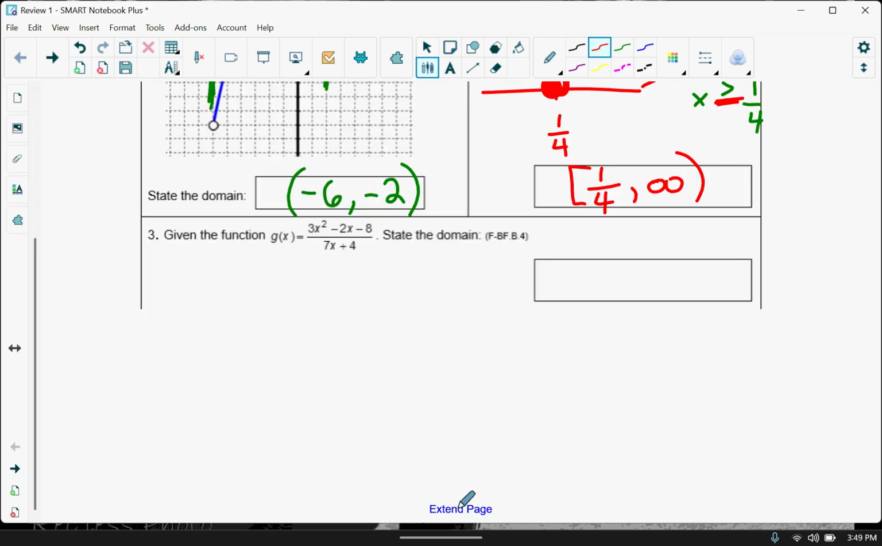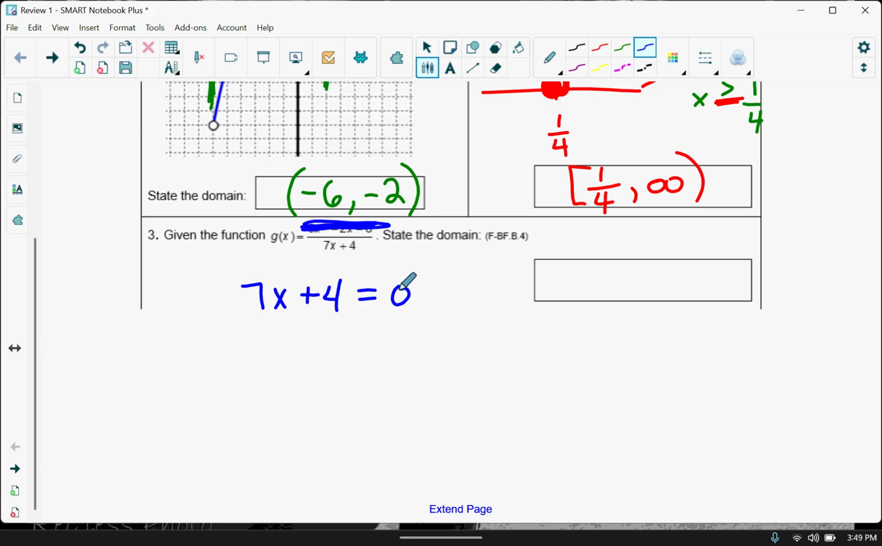Now, if you go down, problem 3 is a review from the first chapter. It says, given the function 3x squared minus 2x minus 8 all over 7x plus 4, state the domain. Now, when you're talking about a fraction, you don't need the top. So I'm just going to cross out the top. I could care less about the top. So I'm just going to take the bottom, 7x plus 4. And every time you have a fraction, you just set it equal to 0.